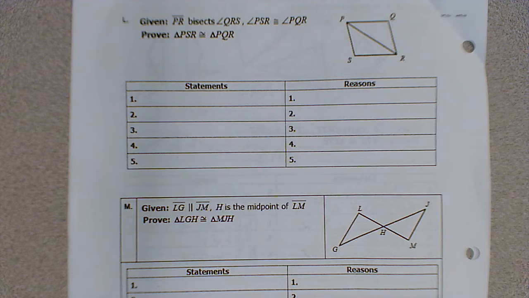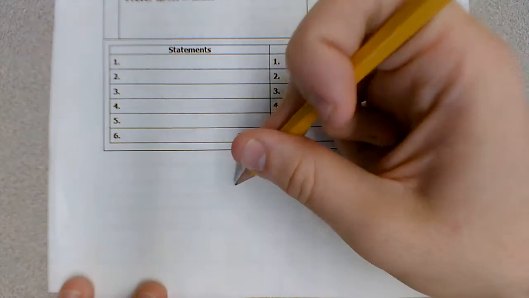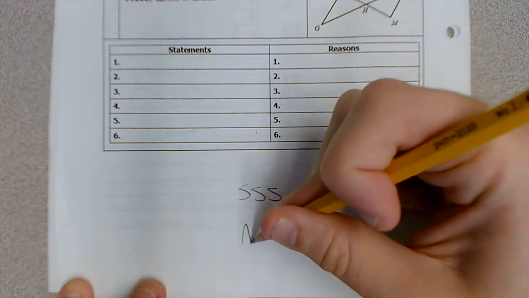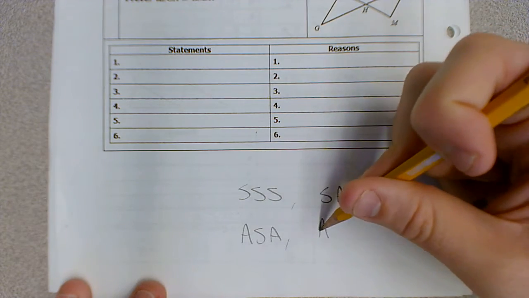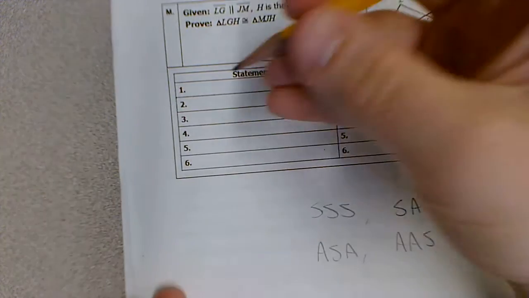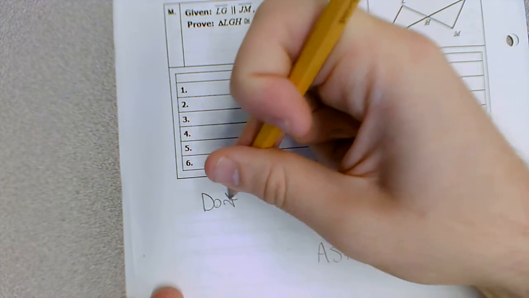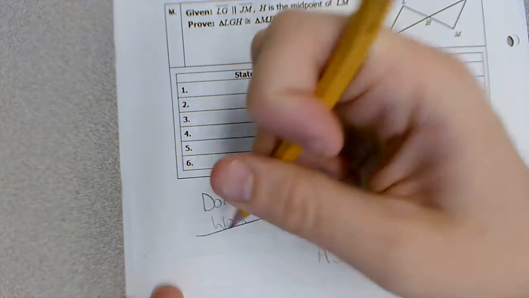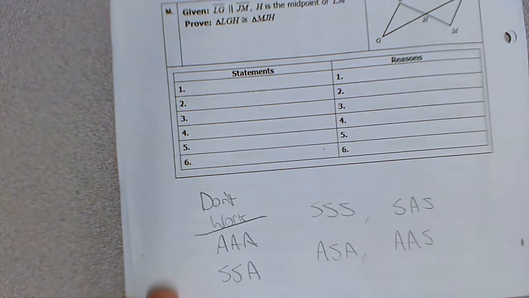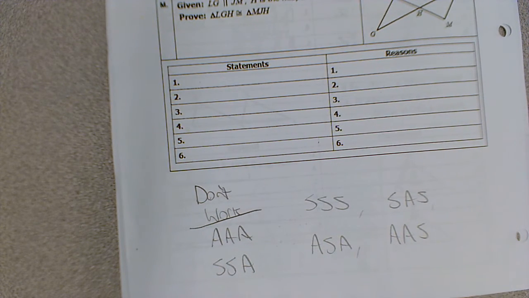So building up from here, we have 4 methods. We have side, side, side, side, angle, side, angle, and angle, angle, side. In the next video, you're going to learn the final method, which is called hypotenuse leg. But I'll take a moment for you to know that the methods that don't work are angle, angle, angle, and side, side, angle. We'll look briefly at why in the next video. But just know for now that these are the only 2 methods that don't work.